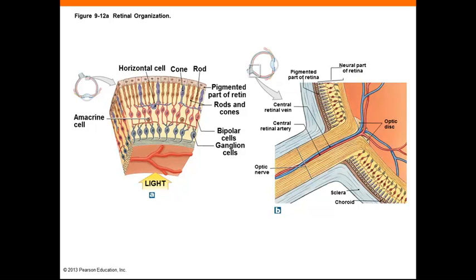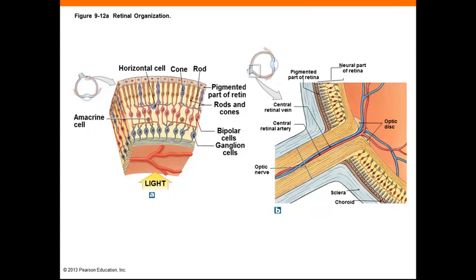Rods and cones synapse with bipolar cells. So the rods and cones here are pictured as kind of a taupe brown and blue. And the bipolar cells are pictured as this kind of pinkish purple in the middle. These bipolar cells then synapse with the ganglion cells, which are pictured in blue.